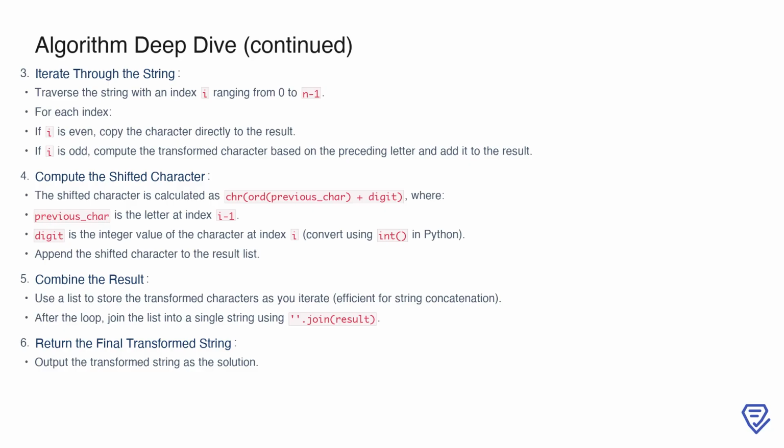Specifically, the new character is computed as chr(ord(previous_char) + digit). Here, previous_char refers to the letter at index i-1, and digit is obtained by converting the character at index i into an integer using int. As we process each character, we append the result to a list, which allows for efficient string construction. Once the iteration is complete, we join all the characters in the list into a single string using ''.join(result), and return this final transformed string as the solution.